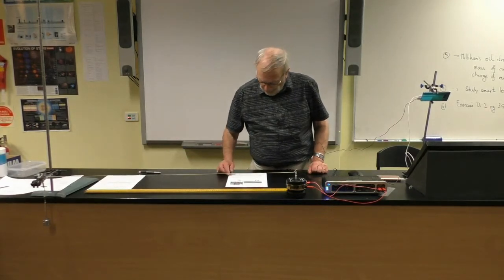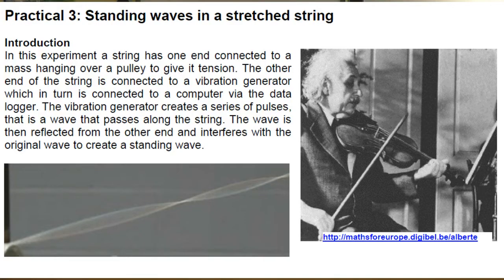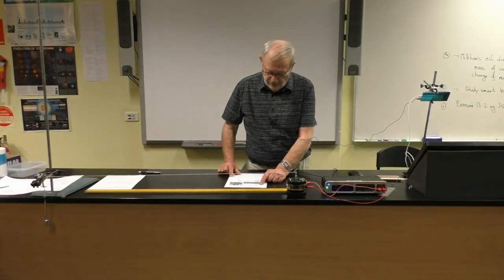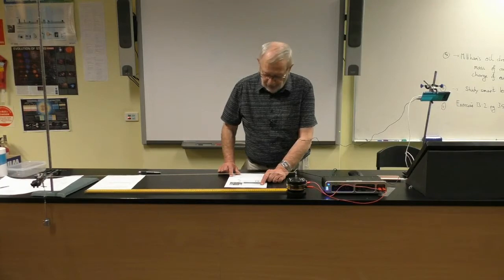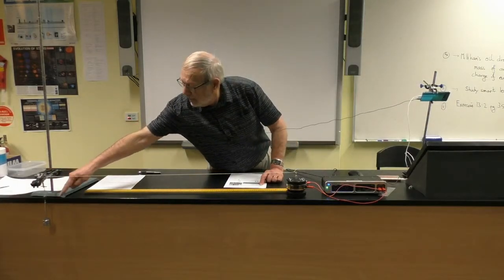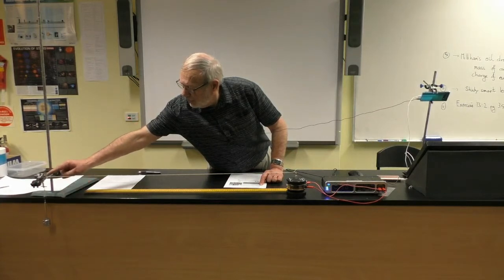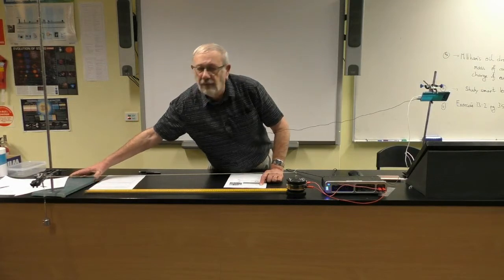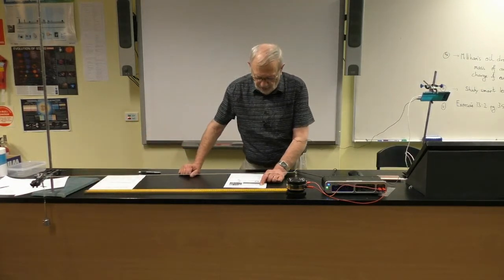And it's to deal with practical 3, and it's round about page 28, if perhaps a little bit more or a little bit less. But let's look at what it says. In this experiment, a string has one end connected to a mass hanging over a pulley to give it tension. Now this is what we've got here. Here's our mass down there, and we're calling that a pulley. It's a smooth surface so that there's very, very little friction that's going to take effect.